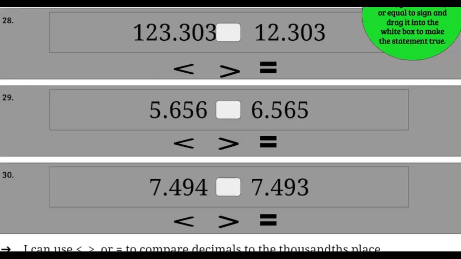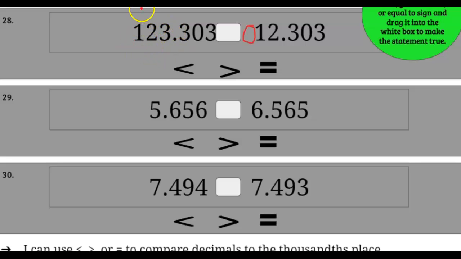All right, last example. I have 123 and 303 thousandths, and I need to compare it to 12 and 303 thousandths. Now, if you look real closely, they look like they could be the same number, but let's look at our whole numbers. I have 123 and then I have 12. So if I wanted these to have the same number of digits, I simply just write a 0. So now I have 3 digits in front of this decimal, and I have 3 digits in front of this decimal.